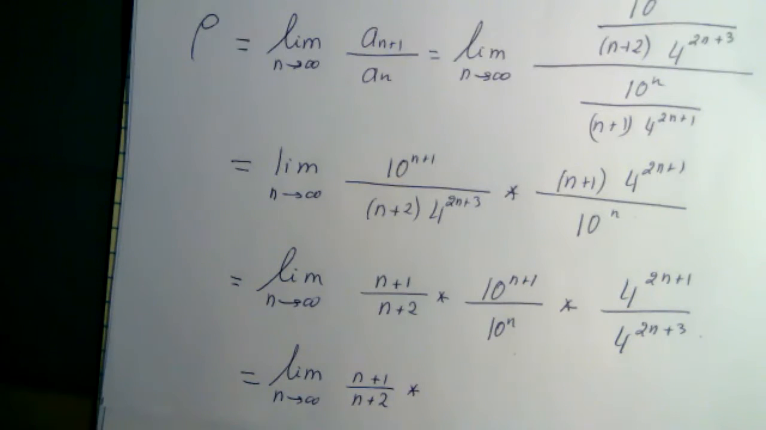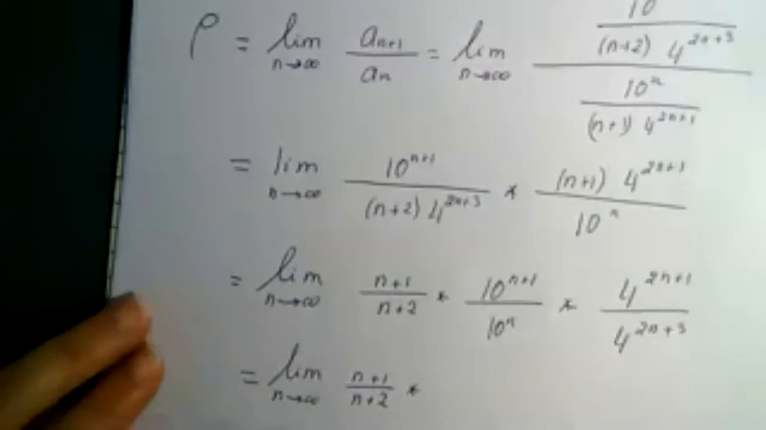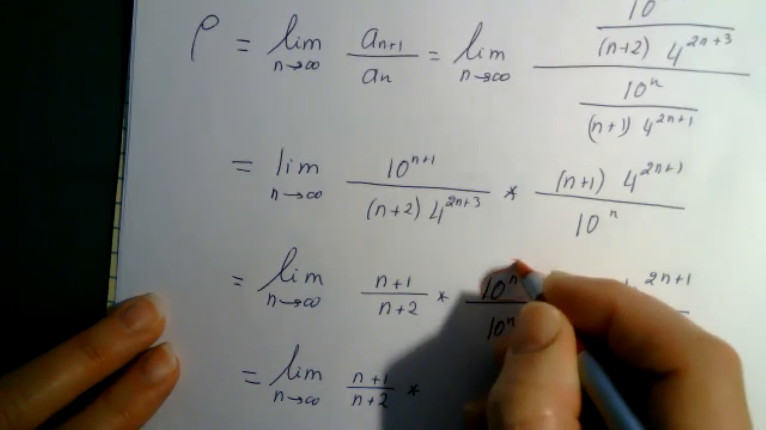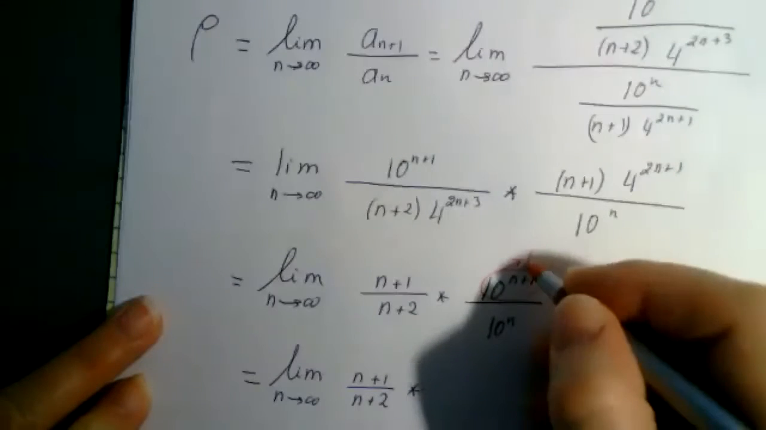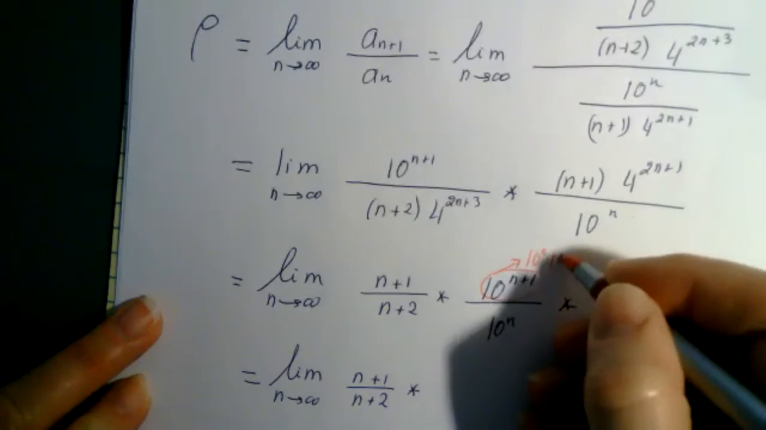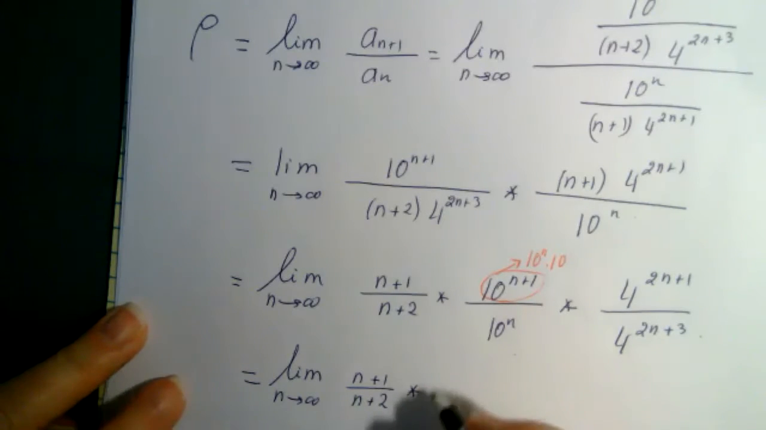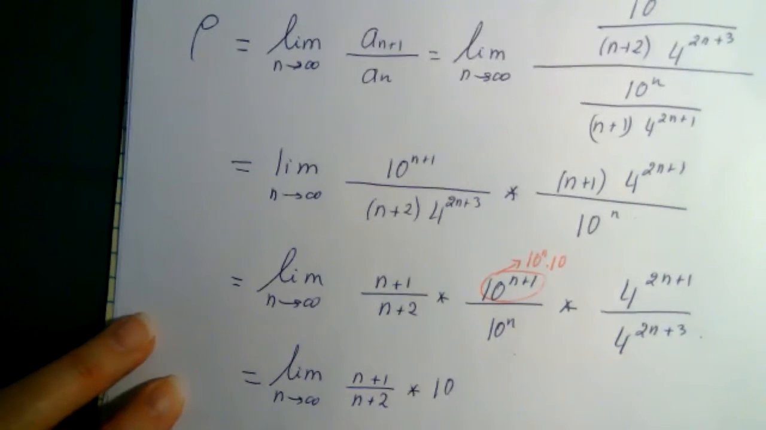Remember, there are two ways you can do this problem. We're going to get 10, absolutely, because 10 to the n plus 1 is 10 to the n times 10. That's really an easy way to see it. So this is going to give me 10, so my term is fully simplified.